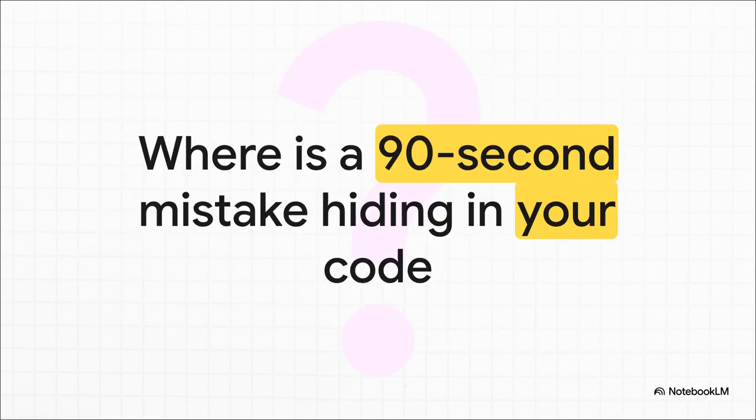So there you have it. A single word that can be the difference between a 4-second query and a 90-second disaster. It really all just comes down to knowing your tools and, more importantly, understanding where your code is actually running. So that leaves me with one final question for you. Now that you know the difference, where might a 90-second mistake be hiding in your code?